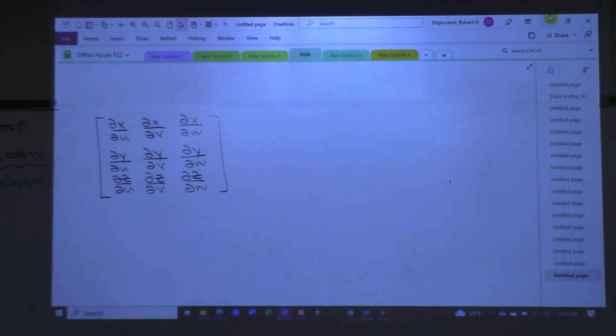Partial x with respect to u. Oh, this is scary. Cosine v sine w. Cosine v sine w. Any objections? Can I pick someone else now? You pick the next one. That's a good one. I like that.